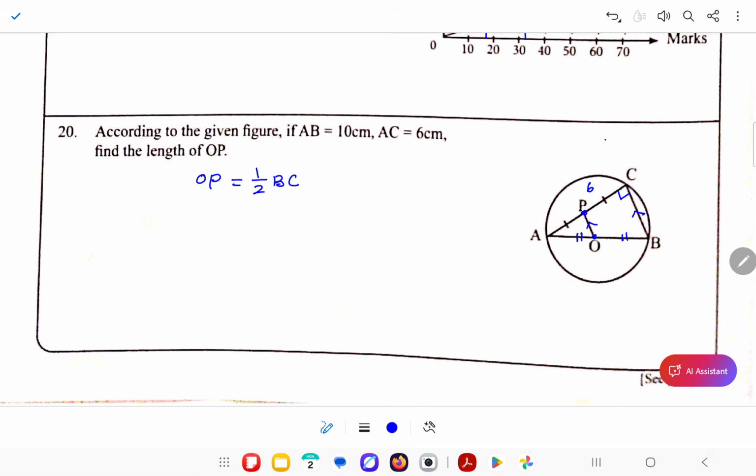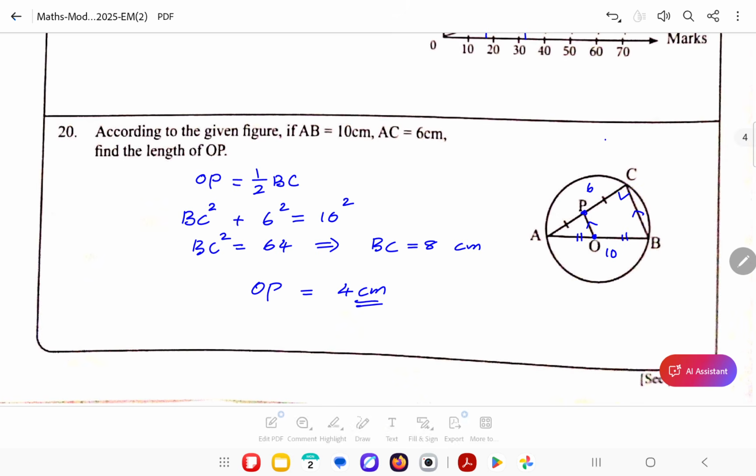So AC we know is 6 centimeters, AB is 10 centimeters, and ABC is a right angle triangle. So you can use Pythagoras theorem to find BC squared or BC length. So BC squared plus 6 squared is equal to 10 squared. So BC squared is equal to 64. So BC is 8 centimeters. So then OP is half of that, no? So 4 centimeters. Right.